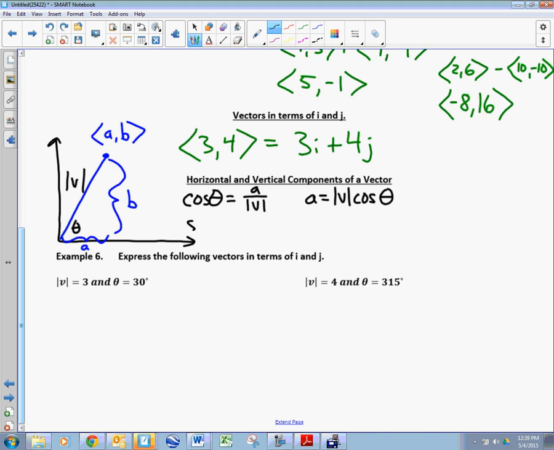Vertical component, we'll use sine. Sine of theta is B over the absolute value of v. And I get B is magnitude of v times the sine of theta. Any questions there?